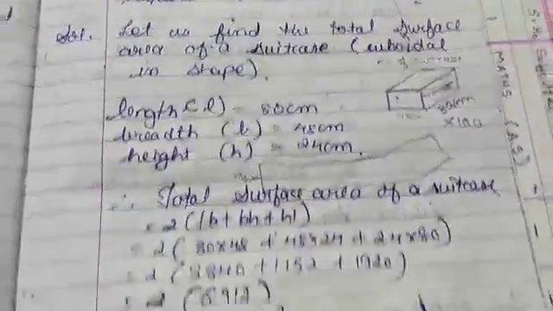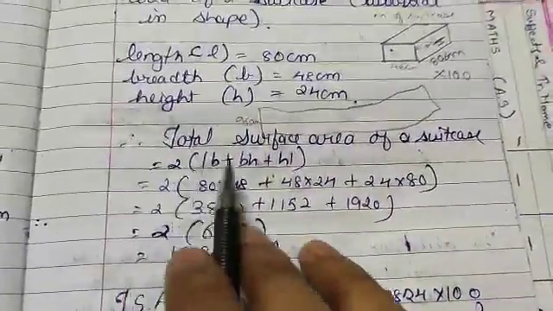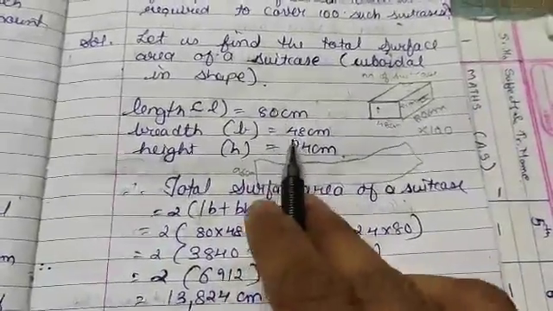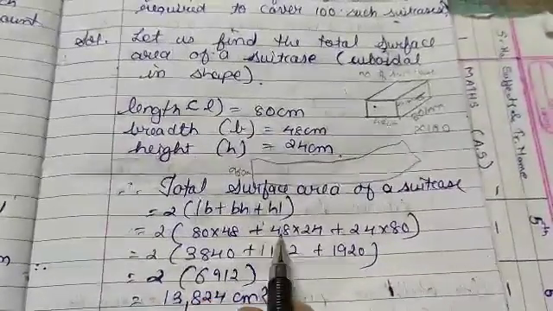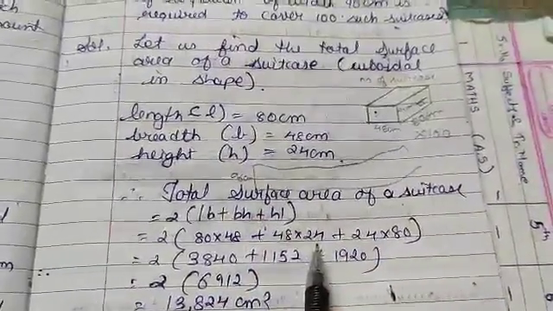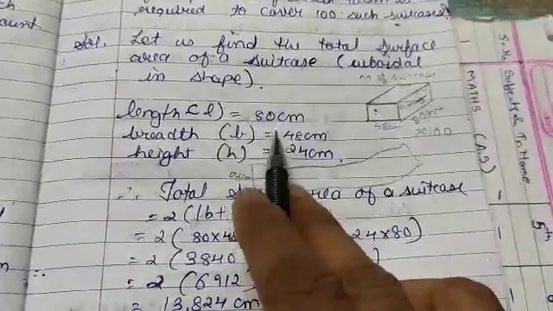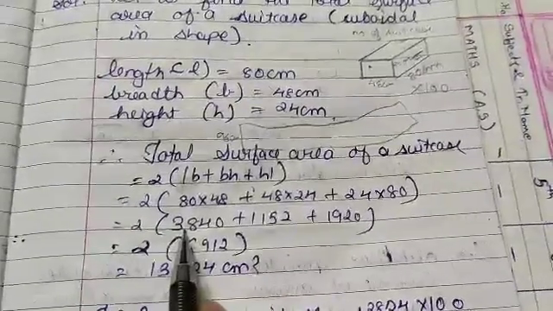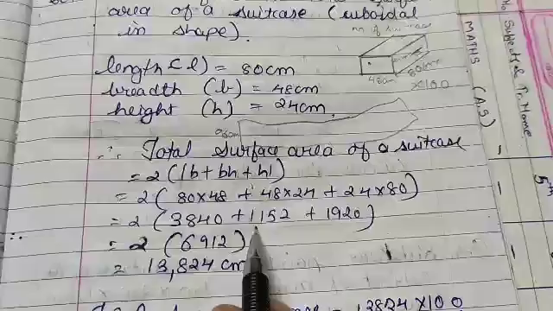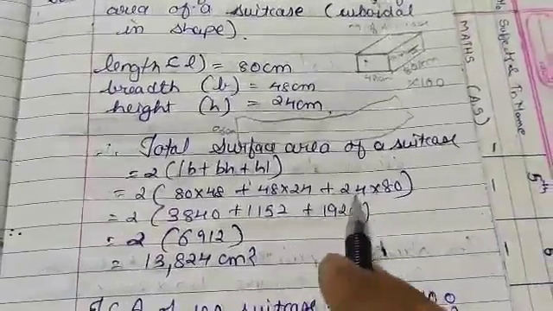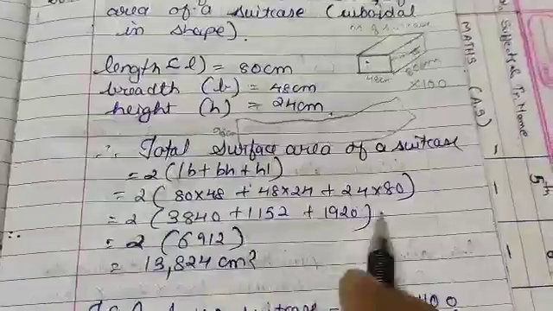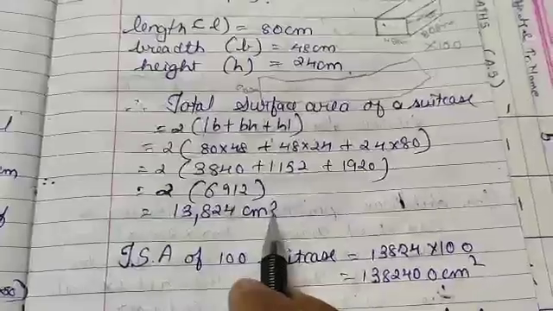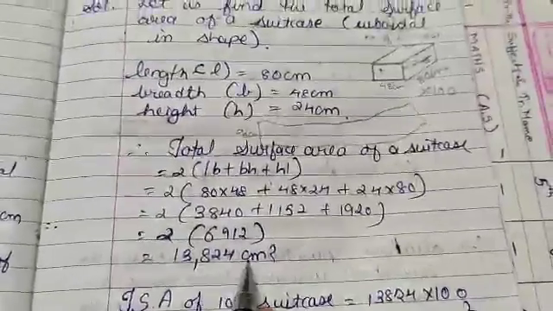Now what is the formula? Total surface area of a suitcase is 2(lb + bh + hl). The lb: length is 80 into breadth is 48, 80 into 48, plus bh: breadth is 48, height is 24, 48 into 24, plus hl: height is 24 and length is 80, 24 into 80. When you multiply, 80 48s are 3840, 48 24s are 1152, and 24 80s are 1920. When you add, you will get 6912 multiplied with 2, you will get 13,824 centimeter square. So this is the total surface area for one such suitcase.